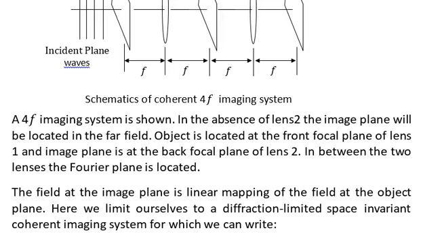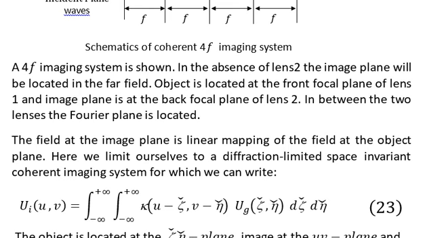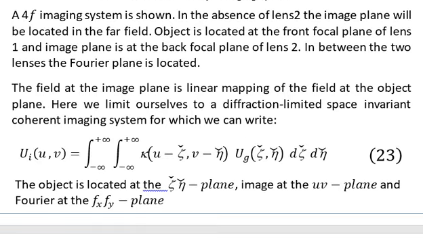A 4f imaging system is shown. In the absence of lens 2, the image plane will be located in the far field. The object is located at the front focal plane of lens L1, and the image plane is at the back focal plane of lens L2. In between the two lenses, the Fourier plane is located. The field at the image plane is a linear mapping of the field at the object plane. Here we limit ourselves to a diffraction limited space invariant coherent imaging system, for which we can write.